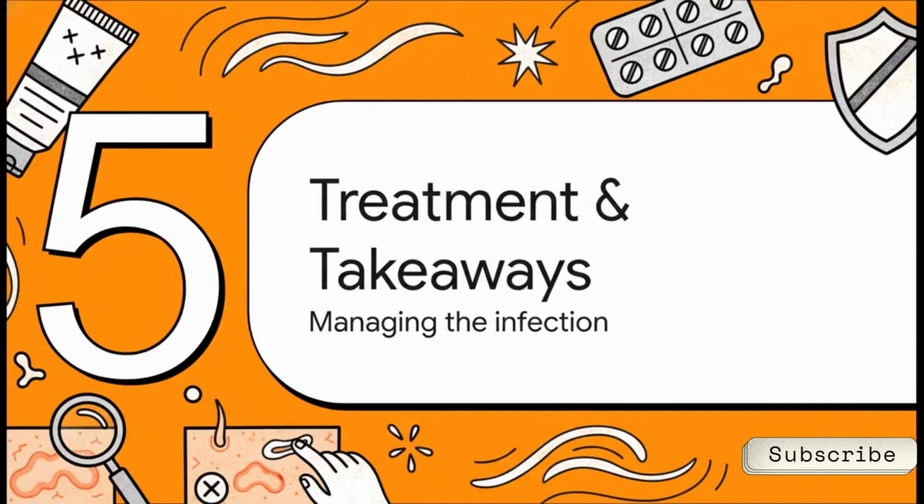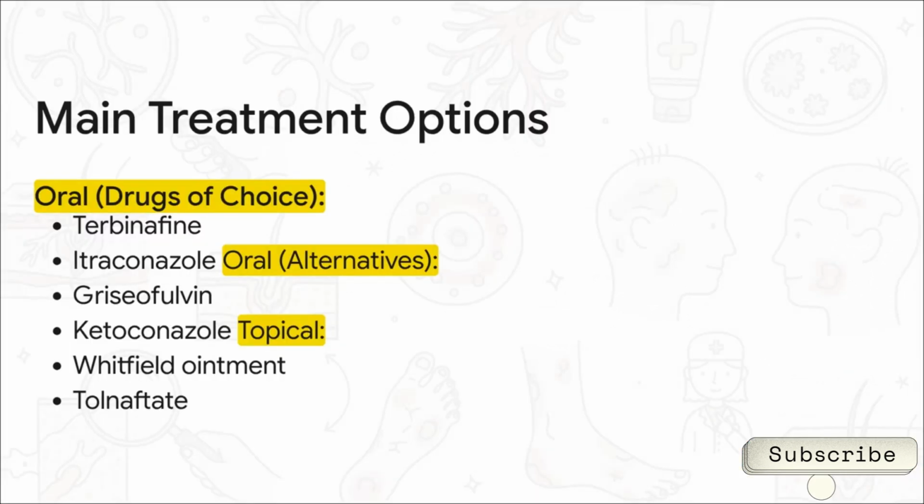All right, last section. Let's talk about treatment and wrap this whole thing up with some key takeaways. So how do we treat this stuff? Well, for a simple skin infection, you can often get away with topical agents like Whitfield ointment or tolnaftate. But, and this is a big but, if the infection involves the hair or the nails or if it's really widespread, topicals just aren't going to cut it. You have to go with oral drugs. The main drugs of choice are terbinafine and itraconazole.